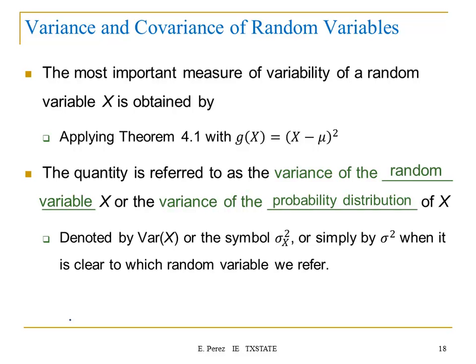Remember, for the expectation, we'll use E of x. For the variance, we're going to use VAR of x. You can also use the sign sigma squared for the variance. In this case, we use x just to denote that we are referring to the variable x. But if you know what variable you're using, you don't need to use x. You can just use sigma squared. Okay? Any questions? So when you say sigma squared, you know you're talking about the variance.